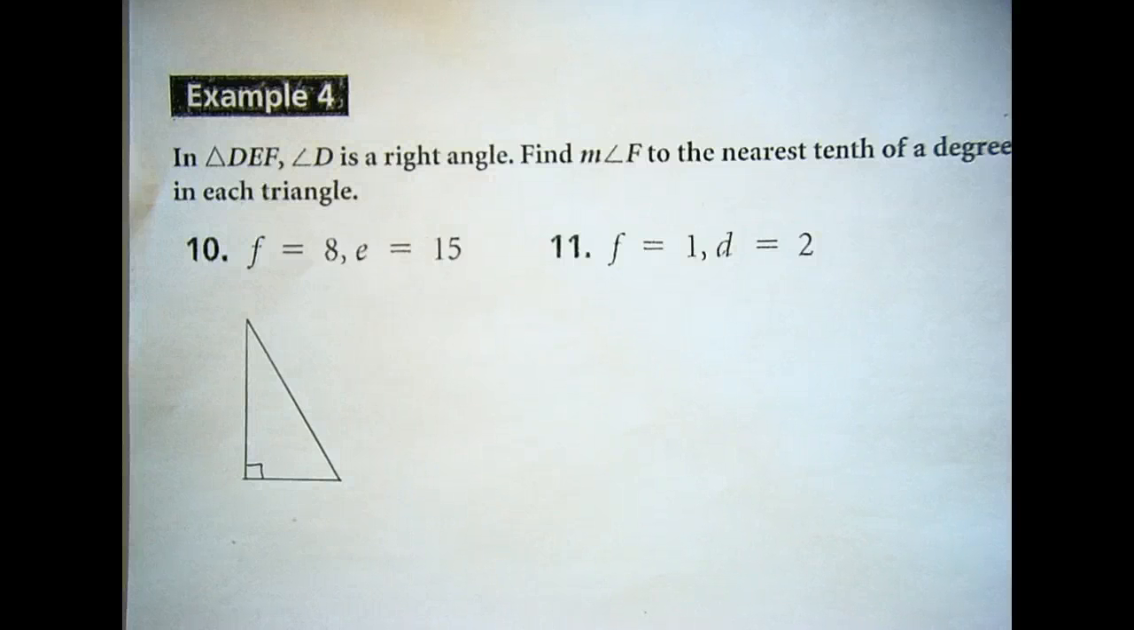That's group number 3, yeah? That's you guys. Isn't it? No, 1, 2, 3, 4. Yeah, you guys are 3. Okay, the rest of the groups, you should be finding angle F to the nearest tenth.